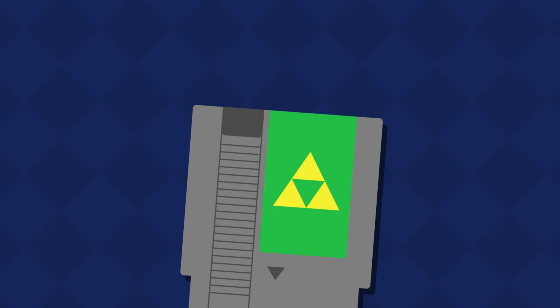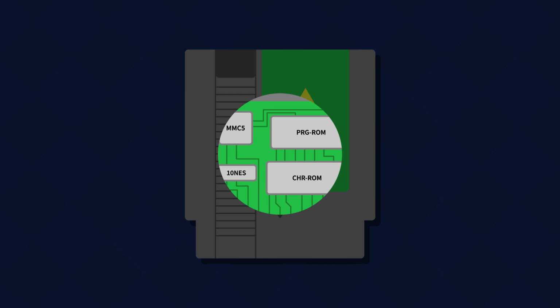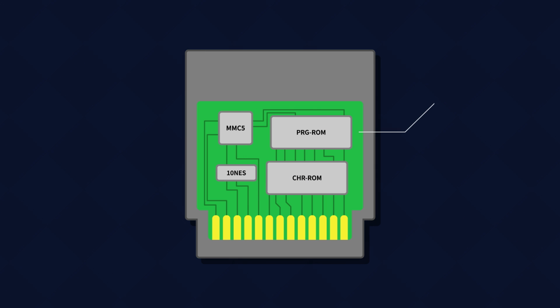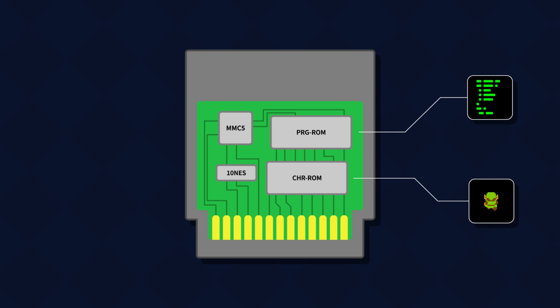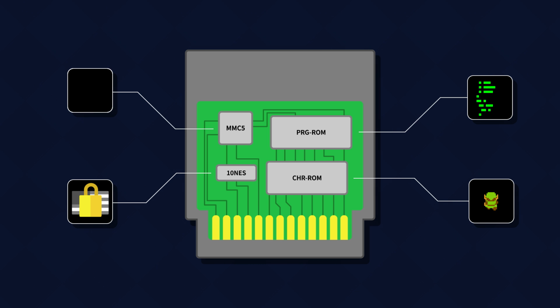Before I get down to brass tacks, we need to talk a little bit about NES cartridges. Inside most carts, you'll find the following. The program ROM, which contains the game's code. The character ROM, which contains the game's graphics. The lockout chip for most of us in non-Japan territories. Finally, more likely than not, there would be some mapper hardware.